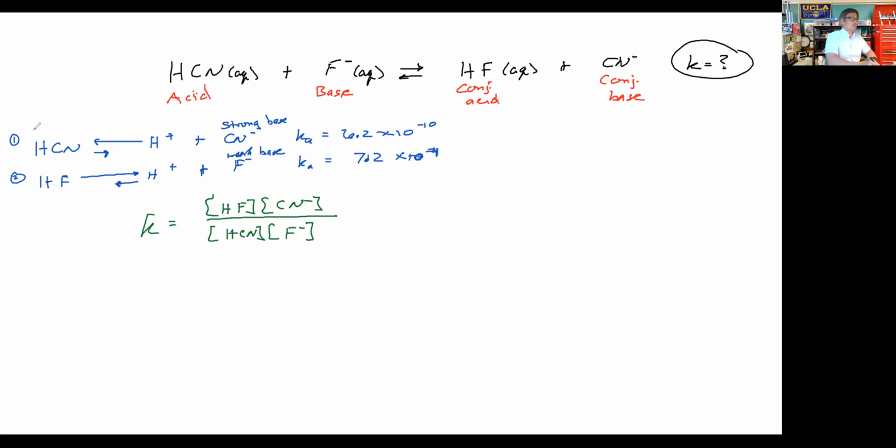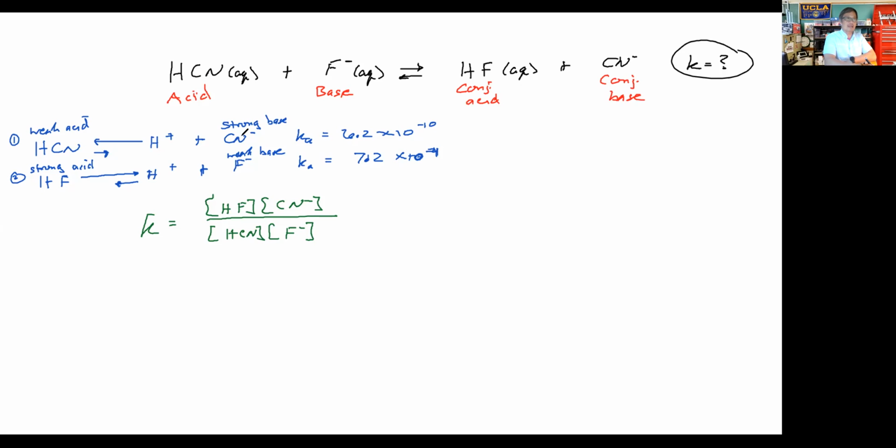Okay, this is a weak acid. Okay, this is a strong acid, stronger acid. I should say that between the two, that's a strong. So what that means then is that as a strong acid, hydrofluoric acid, HF, wants to donate its hydrogen ion. As a strong base, the cyanide ion wants to pick up a hydrogen ion.